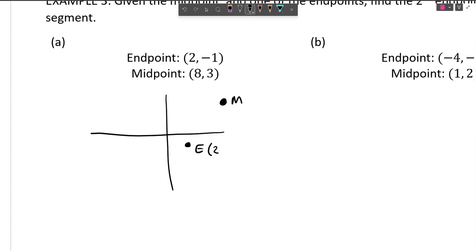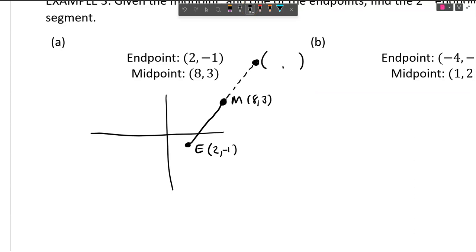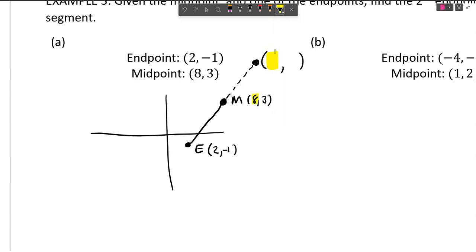So to figure this out, we have 2, -1. We have 8, 3. So let's focus on the distance here that we need to have. So we're trying to locate where the other endpoint is going to be. So let's think about this. Let's focus on x's first. What is the distance from 8 to 2? That distance is going to be 4. So I need the same distance here to be 4 as well. So what's 4 away from 8 going in the other direction? That's going to be 12. So the x coordinate is 12.